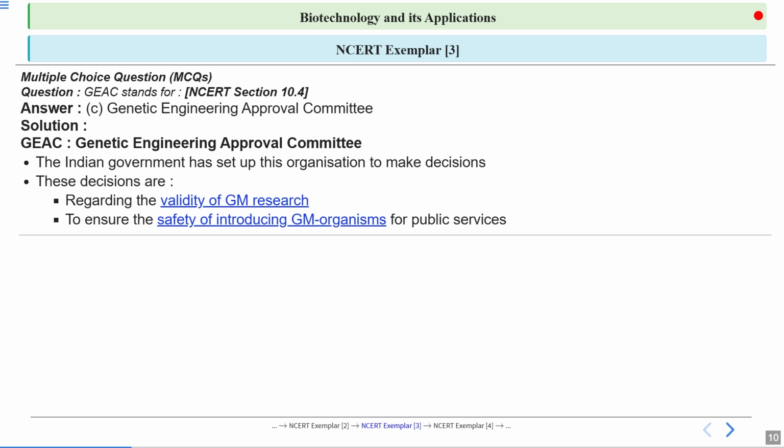So first they have to validate this genetically modifying research, whatever modification we are doing to any organism, any crops, anything. Is it validated or not? Is it good for society or not? Is it safe to introduce this GM, that is genetically modified organism, in the market for public services? This is their duty. They ensure that the GM research, whatever is happening, is valid and safe for public use, public services also. So this is the function of the Genetic Engineering Approval Committee. You should remember the full form of this abbreviation.